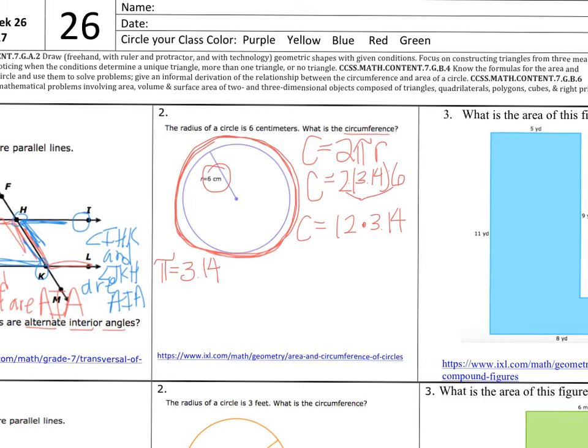So this is the part some of you are going to like. Please use a calculator for this. I don't even want you doing it by hand because chances are some of you will mess it up. So please input that into a calculator. You have a calculator in your Chromebook. Multiply 12 times 3.14 and put your answer down here.